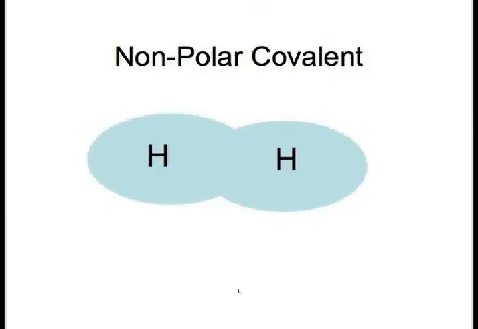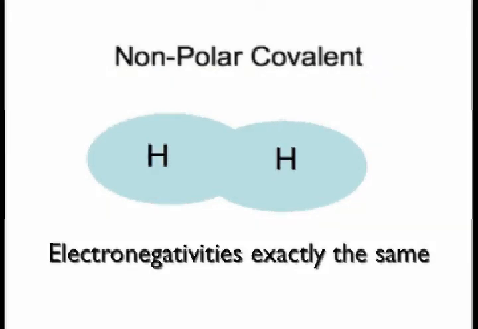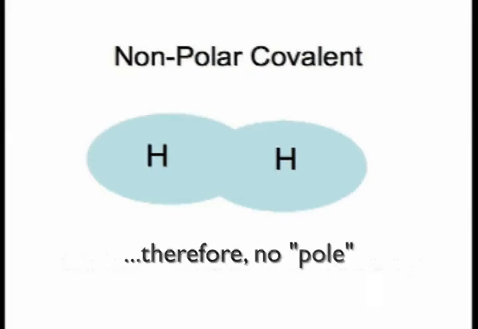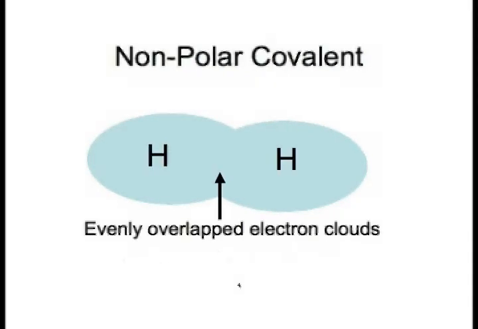And now the nonpolar covalent bond. Like we did with chlorine, we'll take 2 of the same atom, hydrogen, where the electronegativities again are exactly the same. Each end of the molecule has the same charge, therefore there is no positive or negative pole to the molecule, which gives you evenly overlapped electron clouds.